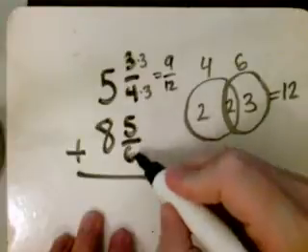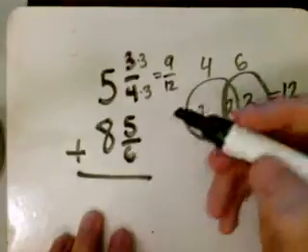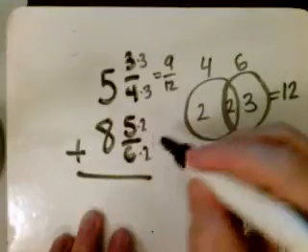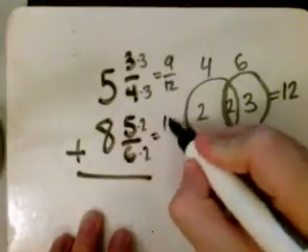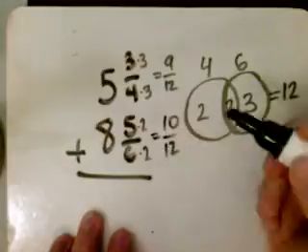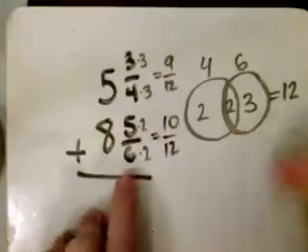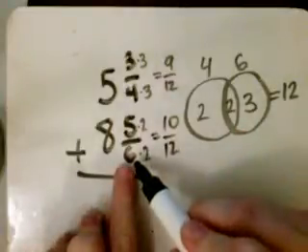Do the same thing with the 6. What times 6 will give me 12? 2. So you multiply the top and the bottom by 2. And I get 10/12.